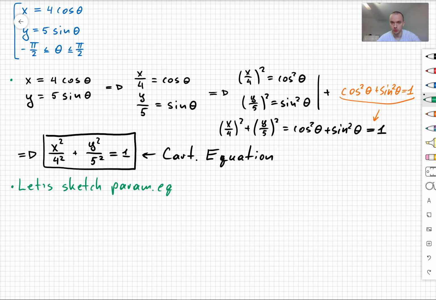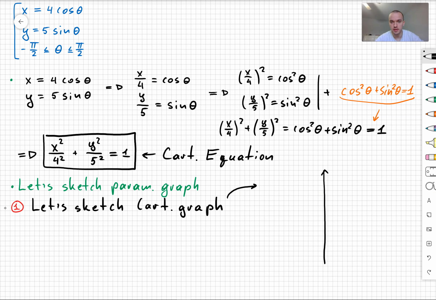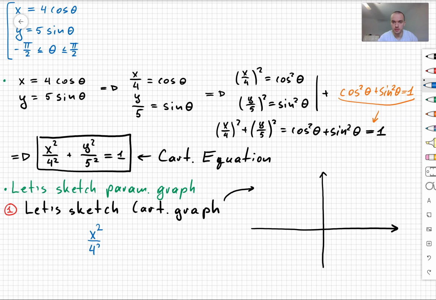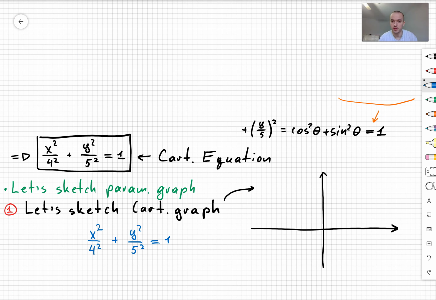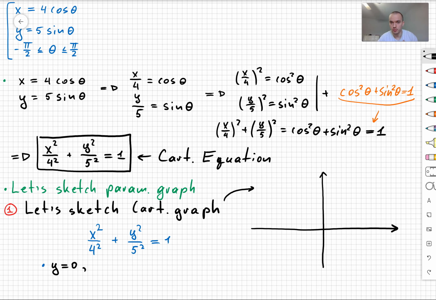For step 2, what do we need to do? Right now we need to take that Cartesian form of our parametric equation and sketch it using dashed lines. So you can see that our Cartesian equation is actually the equation of an ellipse. And if you want to sketch an ellipse, what do you need to do? You need to find the intersections with the x-axis and y-axis.